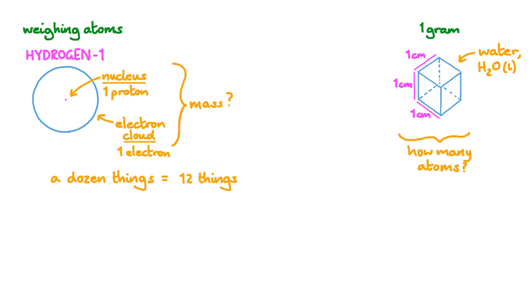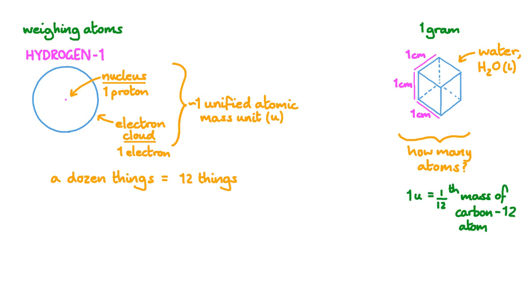Here's an atom of hydrogen 1. It has 1 proton in the nucleus, no neutrons and 1 electron. An atom of hydrogen 1 has a mass of about 1 unified atomic mass unit. 1 unified atomic mass unit, symbol u, is equivalent to the 12th of the mass of a carbon-12 atom. This is just how we define masses on the atomic scale.